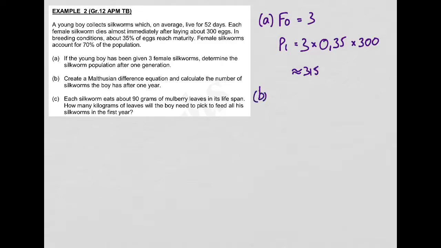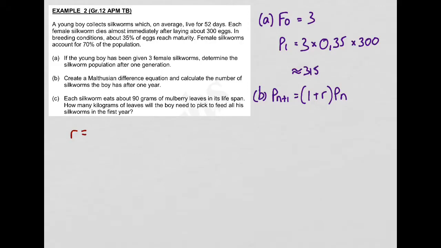B. Create a Malthusian difference equation and calculate the number of silkworms the boy has after 1 year. So they're asking us to use this format now, where we have population n plus 1 is equal to 1 plus the intrinsic growth rate times the previous population. So we have to work out R here. So remember that R is given as the birth rate minus the death rate.